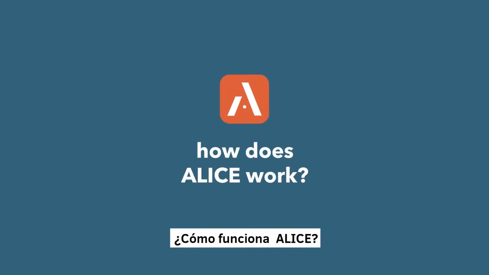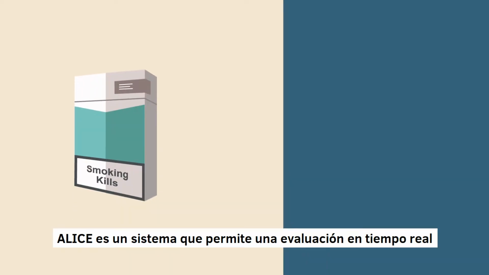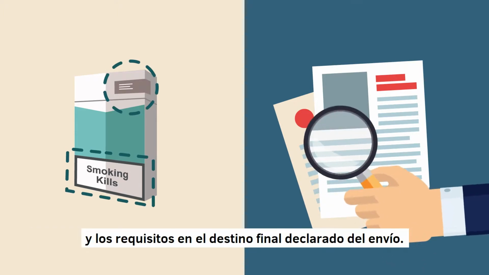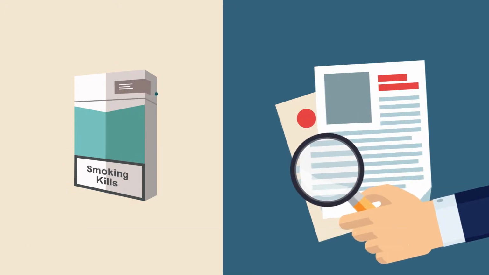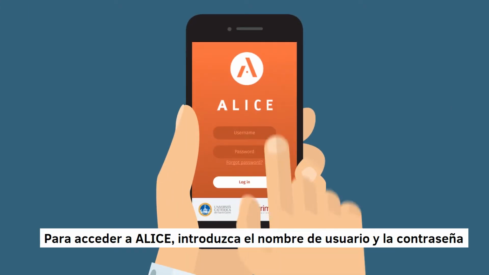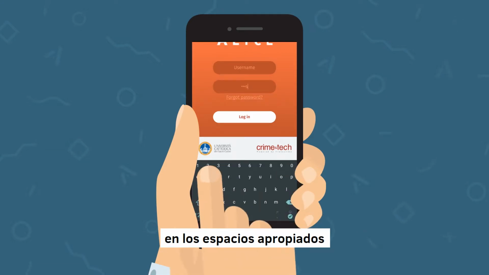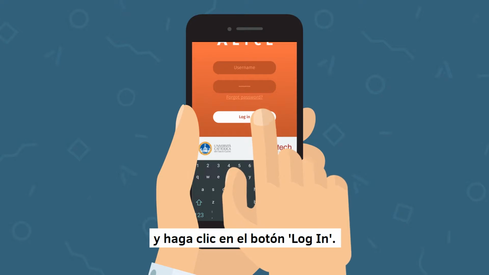How does Alice work? Alice is a system that allows a real-time assessment of the correspondence between the labeling of a cigarette pack and the requirements in the declared final destination of the shipment. To access Alice, enter the username and the password in the appropriate spaces and click on the Login button.